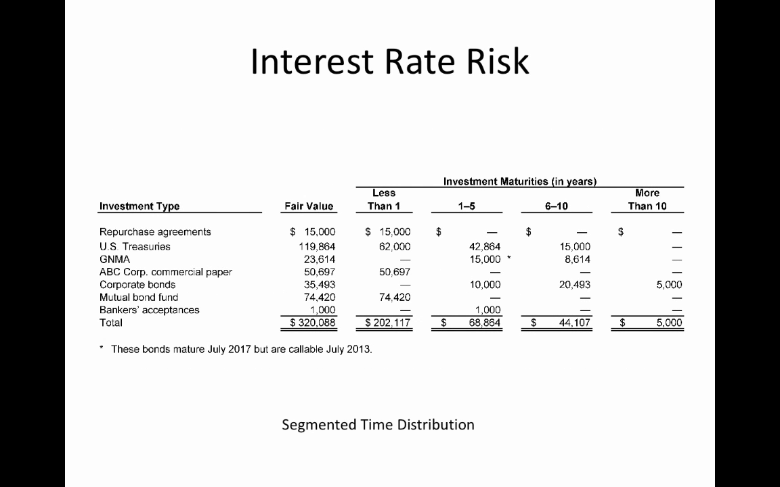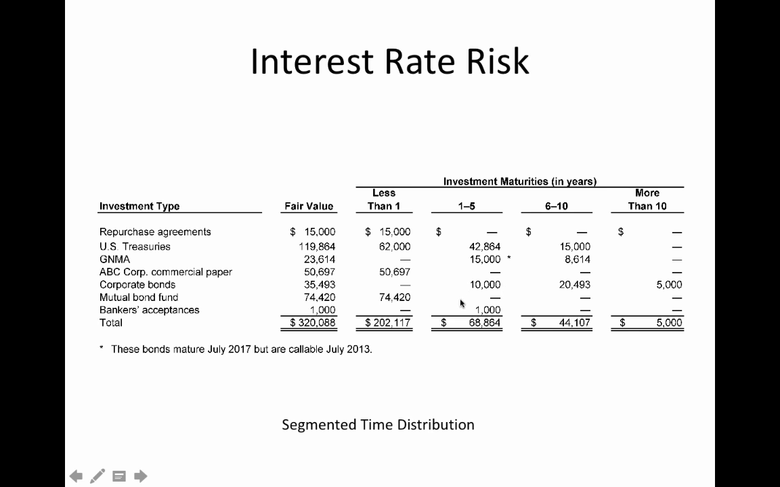Probably the most common form of disclosure you see is what's called a segmented time distribution that looks like this, where you're seeing their investment types and the fair value, and then that fair value is broken down by the maturity. The amount's less than a year. So you see most of their investments that are measured at fair value, almost 2/3 have a maturity of less than a year, and so their exposure to interest rate risk is greatly diminished.